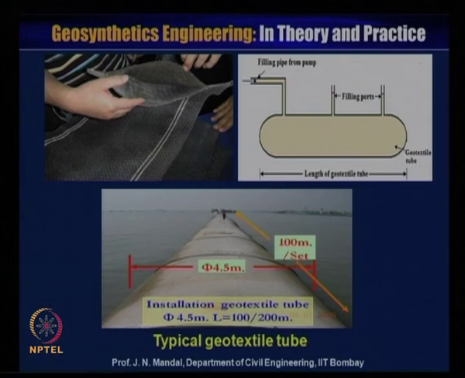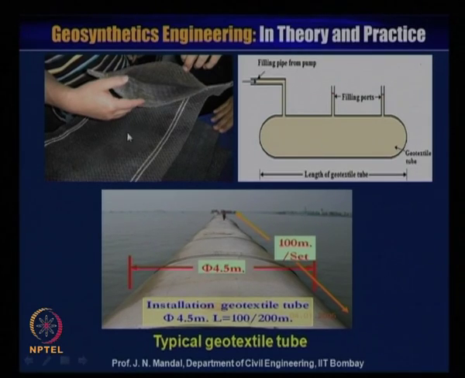So here is the typical geotextile tube. You can see here, this is a geotextile tube, and it has a length and also a particular size. It may be 20 meters in circumference and of unlimited length. So, larger geotextile tubes like this, filled with desert sand, act as a beach erosion control system.